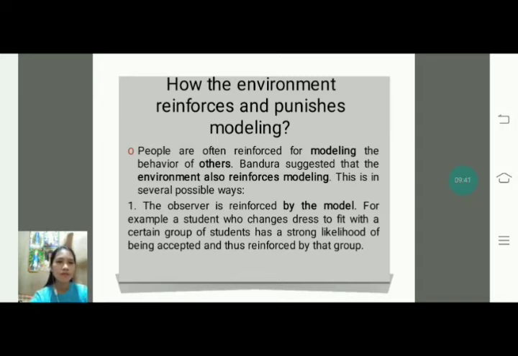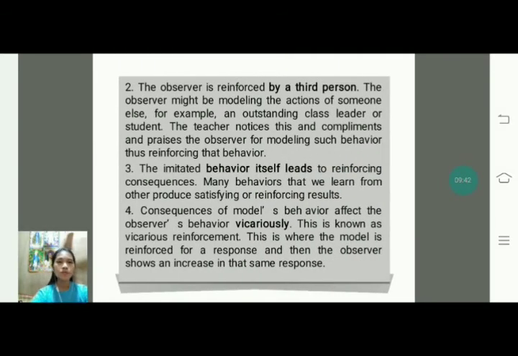So, number 2, the observer is reinforced by a third person. The observer might be modeling the actions of someone else, for example, an outstanding class leader or student. The teacher notices this and compliments and praises the observer for modeling such behavior, thus reinforcing that behavior. So, third person.